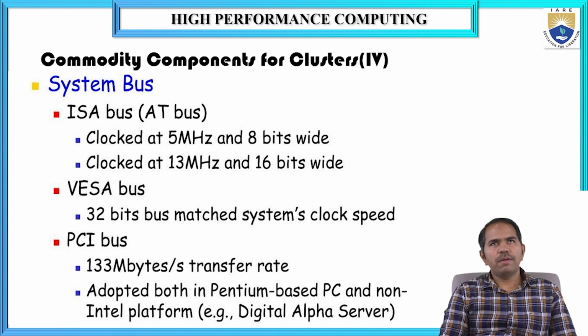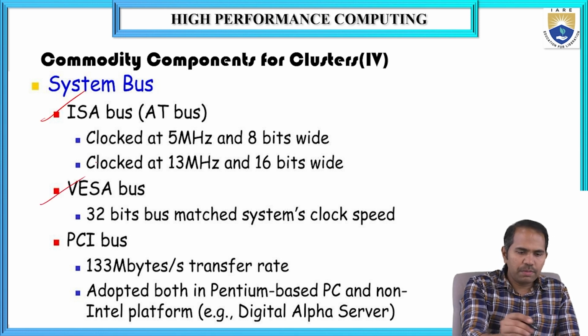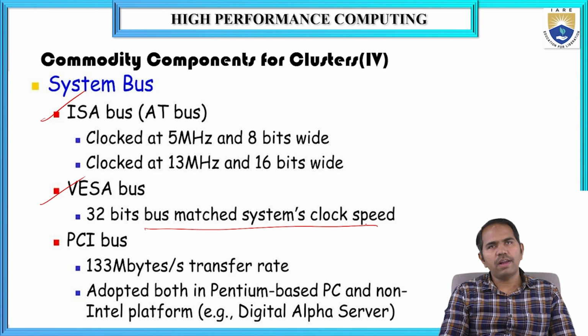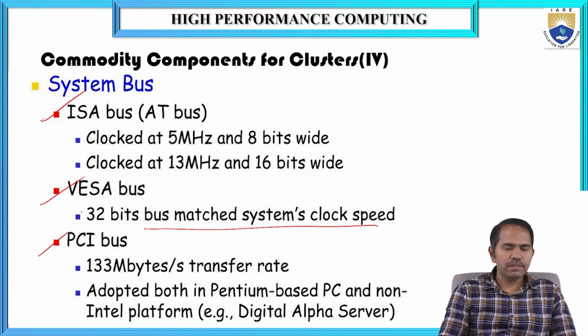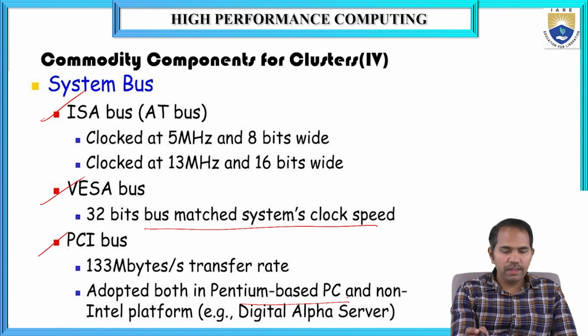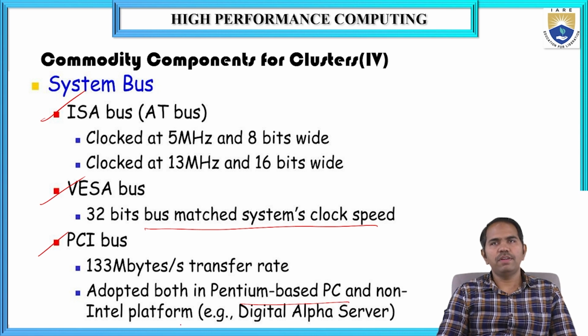Next, common components for a cluster include the system buses. What type of buses? Different buses we have observed here. ISA bus, AT bus, clocked at 5 MHz and 8 bits wide, clocked at 13 MHz and 16 bits wide. First one is the ISA bus, and the second type is the VESA bus, a 32 bit bus matched to the system clock speed. And the PCI bus, which has a 133 megabytes transfer rate and is adapted to both Pentium based PCs and non-Intel platforms, for example, Digital Alpha servers.